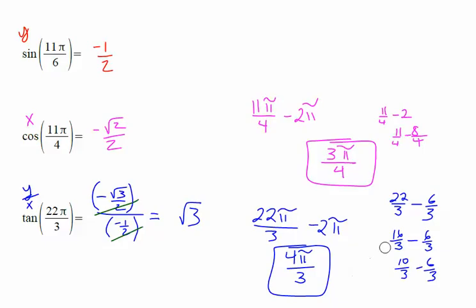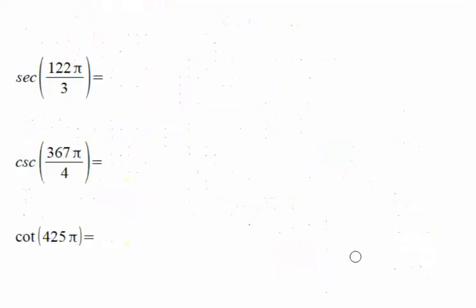Now we're going to look at 3 more expressions that we will evaluate. And here they are on the screen. We are going to look at the other trig functions, and we're going to look at angles that maybe are a little bit more involved. So, secant of 122 pi over 3.